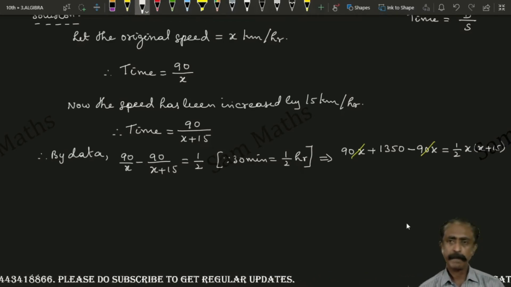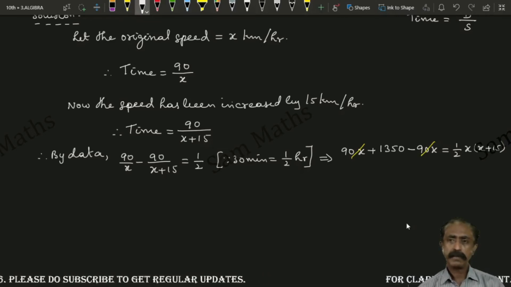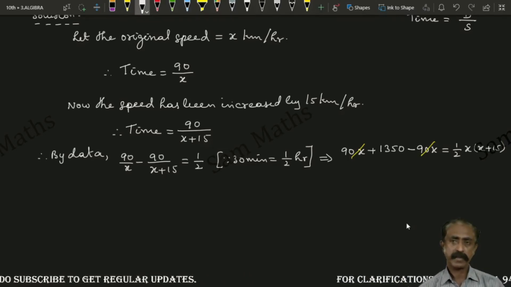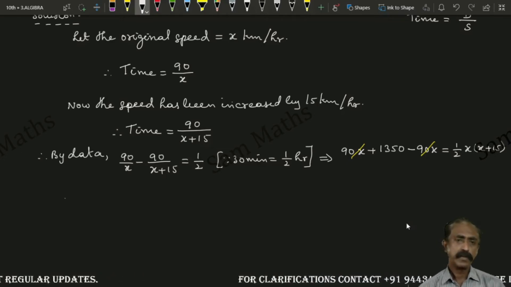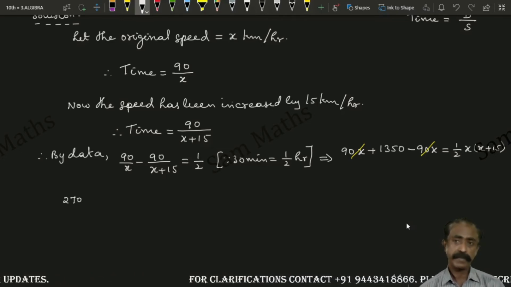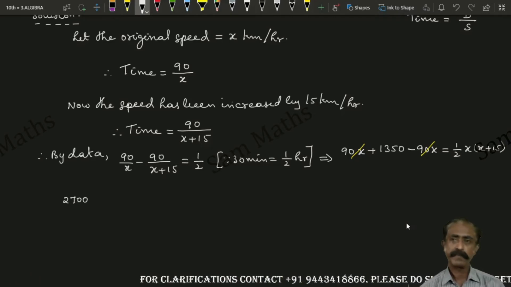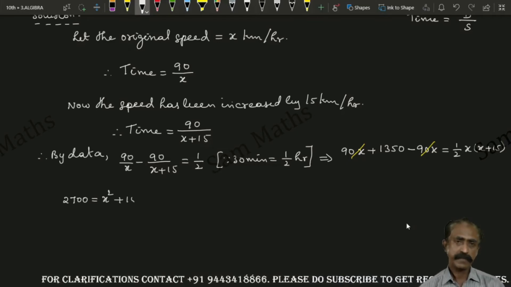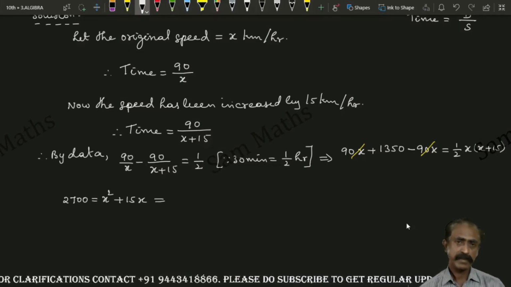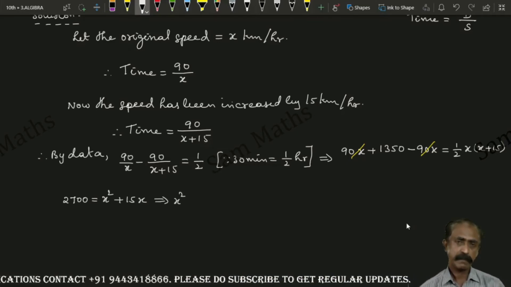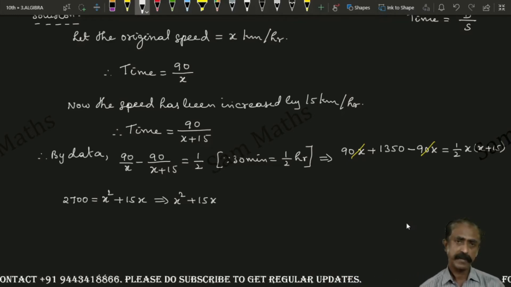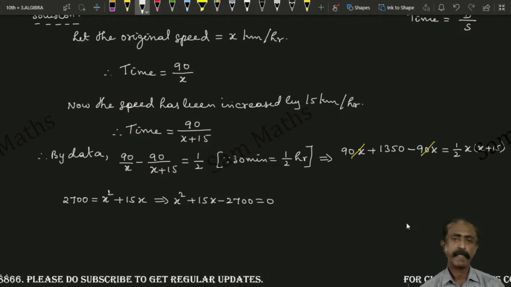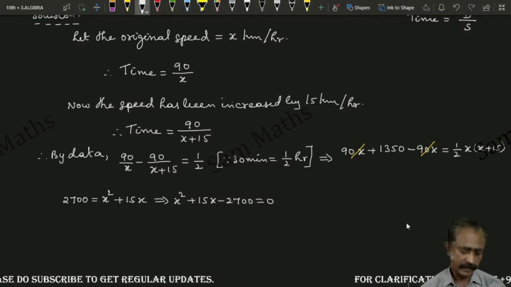Therefore, we are getting 1 by 2. That 2 you can cross multiply. It becomes 270. 135 into 2 is 270, with 10 equal to x square plus 15x, which implies x square plus 15x minus 2700 equal to 0. This we have to factorize.